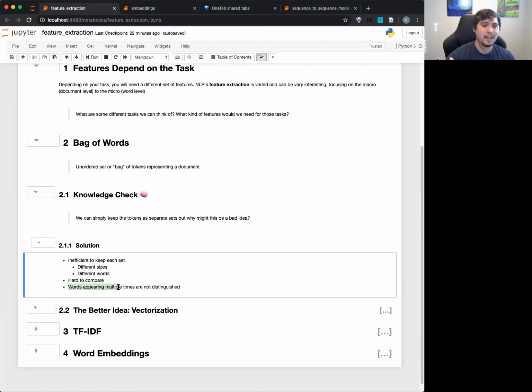If they appear multiple times, it's not distinguished whether multiple times make a difference, or that the words occur multiple times in different texts. So it's nice to have those parts. So a better idea of this is just vectorization.